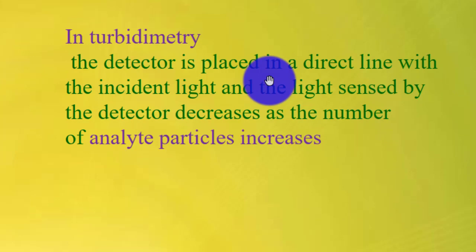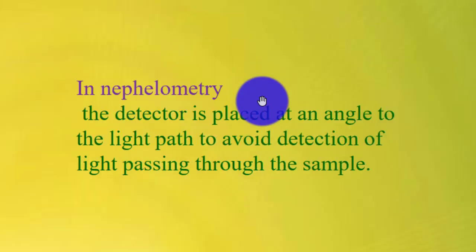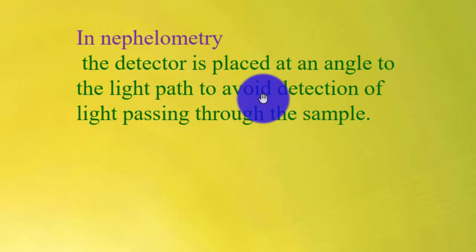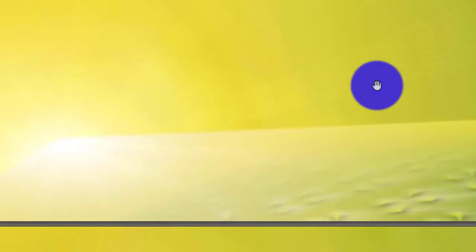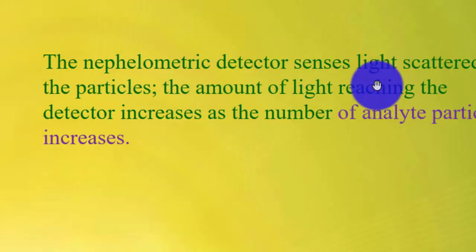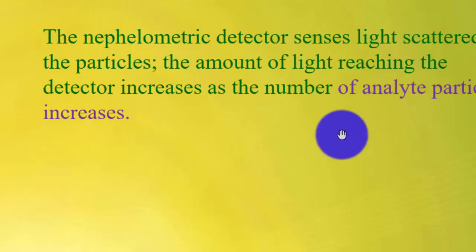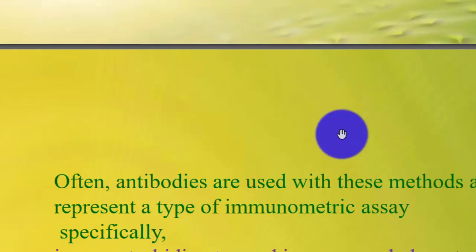In turbidimetry, the detector is placed in a direct line with the incident light, and the light sensed by the detector decreases as the number of analyte particles increases. In nephelometry, the detector is placed at an angle to the light path to avoid detection of light passing through the sample. The nephelometric detector senses light scattered by the particles. The amount of light reaching the detector increases as the number of analyte particles increases.